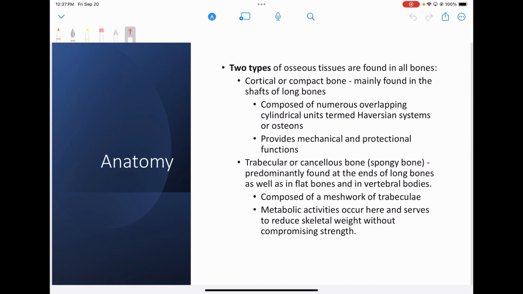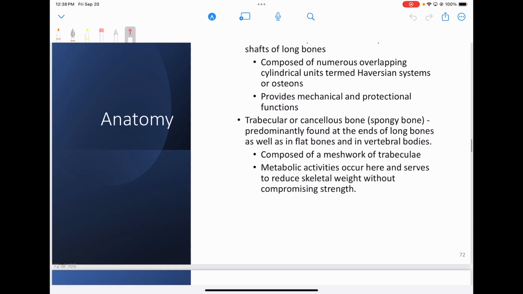Within the bones, we have different types of bone depending on the structure and the function of that bone and where it is. We have cortical or compact bone, and that's mainly in the shafts of the long bones. It's going to be that cortical bone, very, very strong against mechanical and protective forces. It has these things called Haversian canals. These will become very important when we talk about osteonecrosis and osteomyelitis. These Haversian canals play a role there.